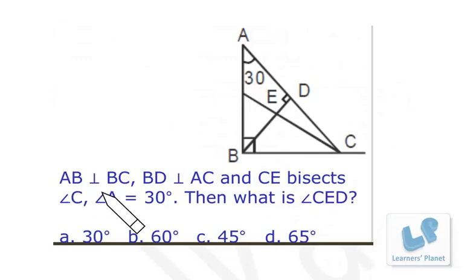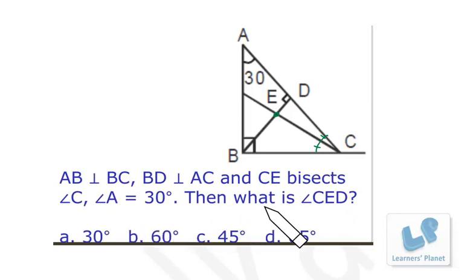AB is perpendicular to BC, BD is perpendicular to AC, CE bisects angle C. Okay, CE bisects angle C, that means this is point E actually. So this angle is equal to this angle. Doesn't look like it, but yes.